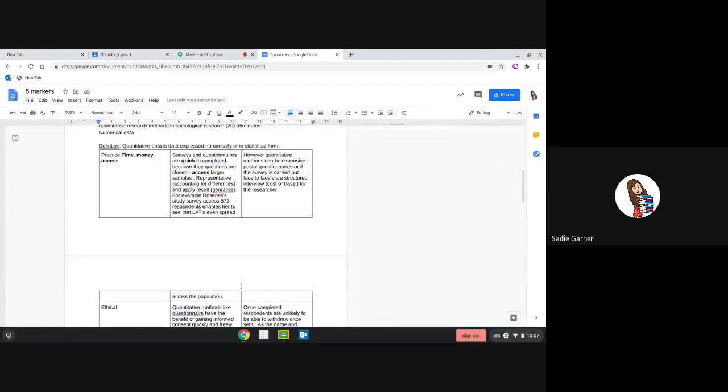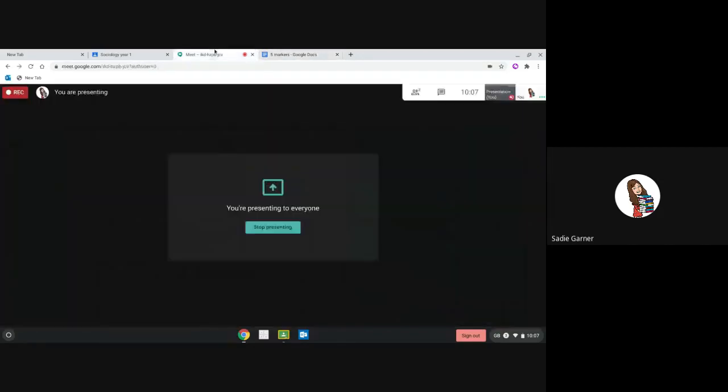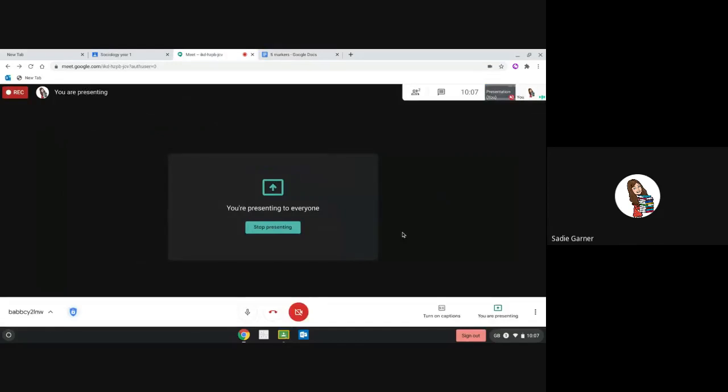So I always use definition and I use PEEL to pull out my points, to incorporate the item where I can, the studies where I can, and then developing them all. So yeah, that is our PEEL for our quantitative methods.